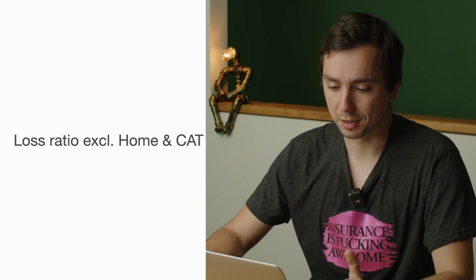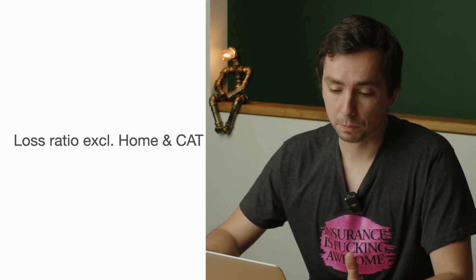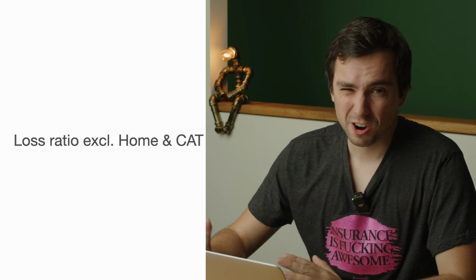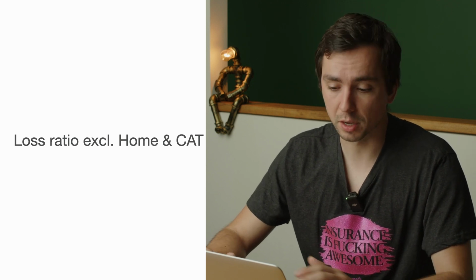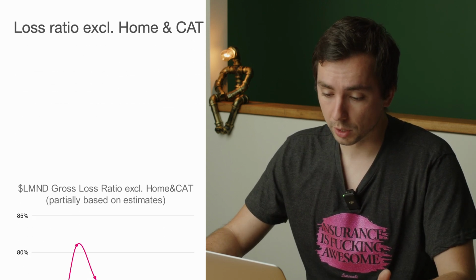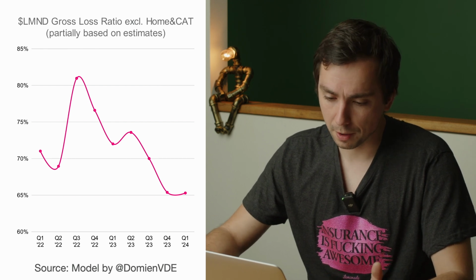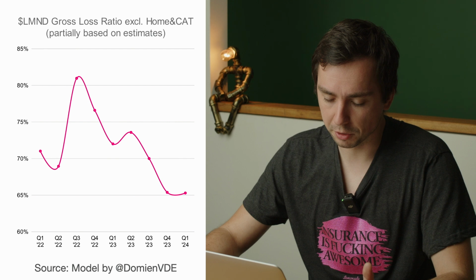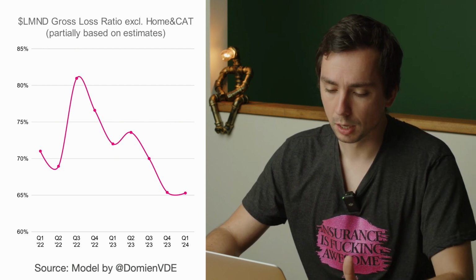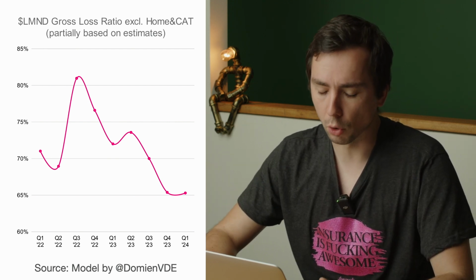Okay. Lastly, let's have a look at the loss ratio without home and catastrophes, right? So we've seen before car not doing great, home terrible. So what would Lemonade's loss ratio look like if we just excluded home? What if they didn't offer any home insurance? Well, it would actually look great. As you can see here, this is a new weighted average of the loss ratios of each individual line, but excluding the home line.